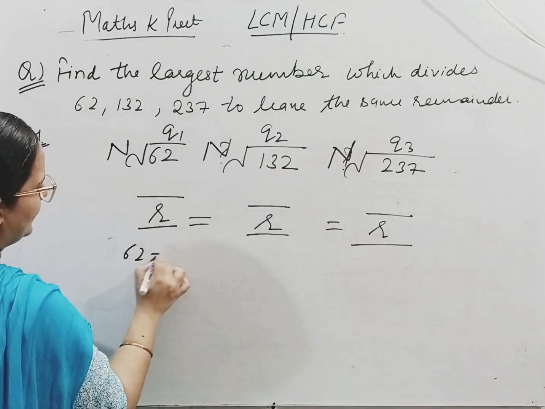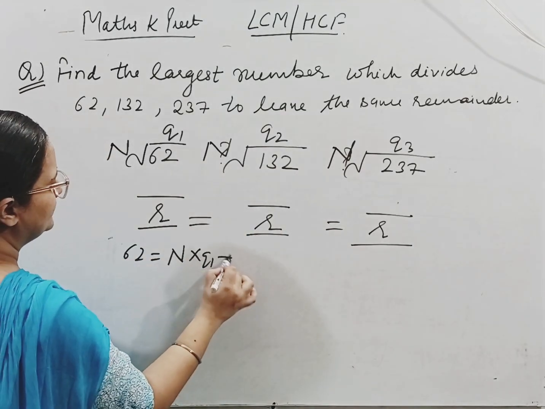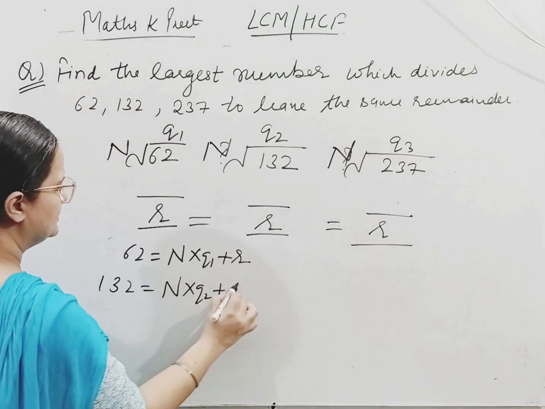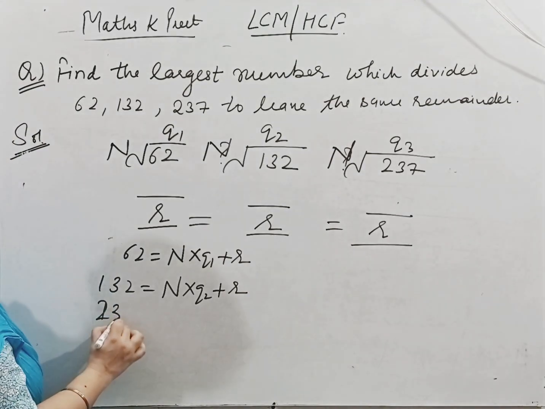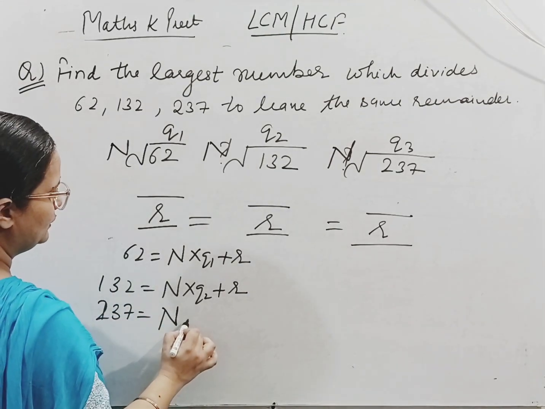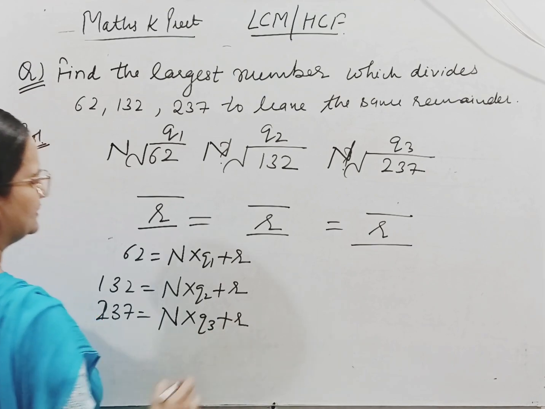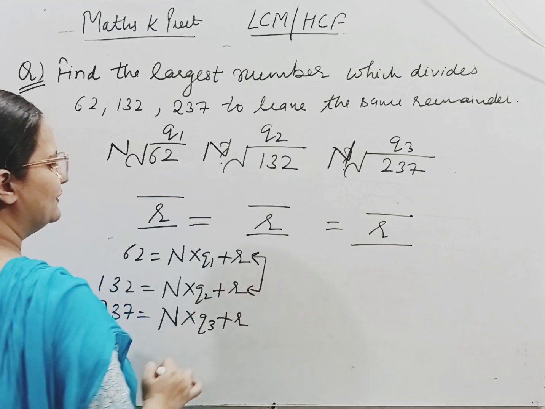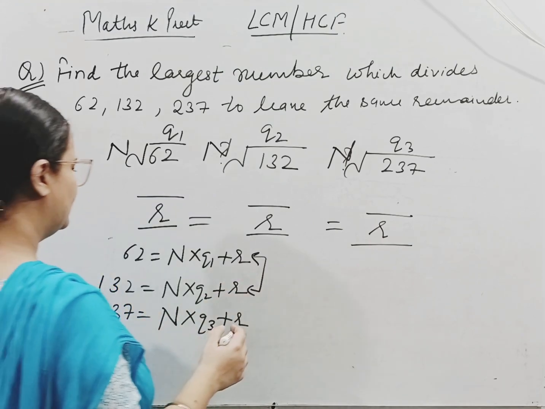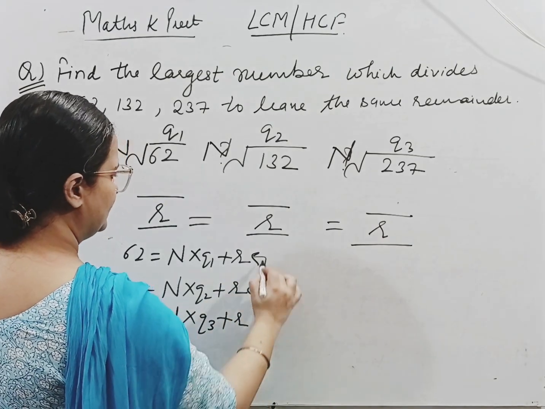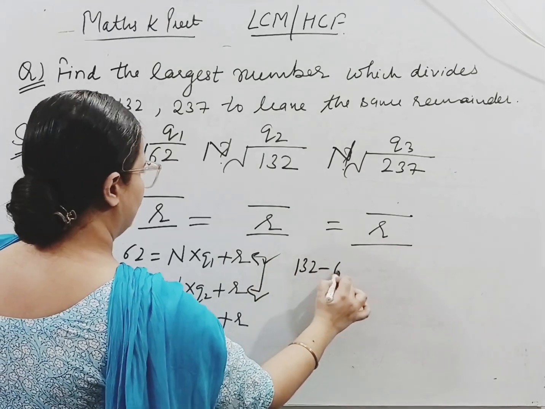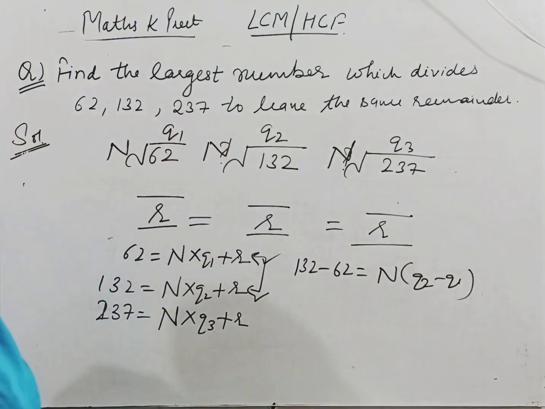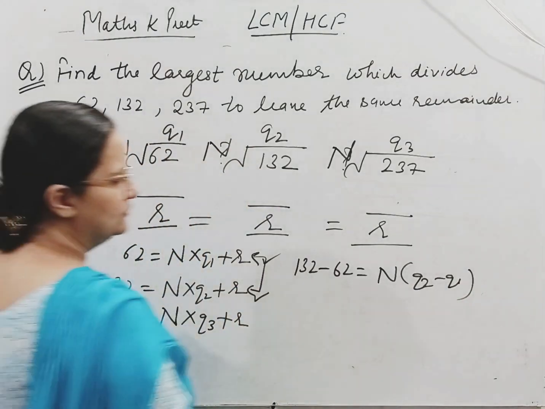So I can write 62 as divisor into quotient plus remainder. Fine. 132 can be written as divisor into quotient plus remainder. 237 can be written as this divisor into quotient plus remainder. So every time I am getting same remainder, to make this remainder 0 according to the requirement to get a factor or highest common factor, what I will do, I will just subtract from this equation 132 minus 62 will give me N times (q2 minus q1). This R minus R will be 0, so there will be no remainder.